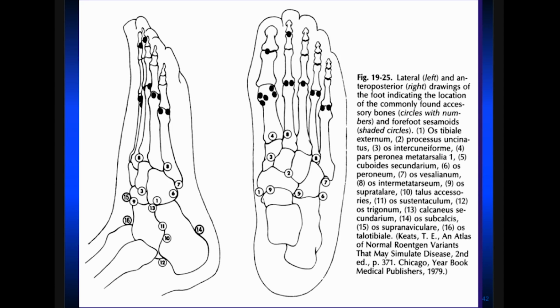This is a diagram of all the many ossicles that we see in the foot. And the two that I just mentioned were this one, os peroneum, and this one is the os vesalianum. These can be mistaken for fractures. So if you have somebody that has what looks like an ossicle, or you're not sure if it's a fracture, it's important to go to textbooks like this by Keats, Atlas of Normal Roentgen Variants, to look at these and also get a comparison view, because oftentimes these are bilateral.